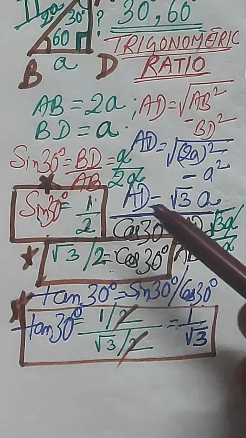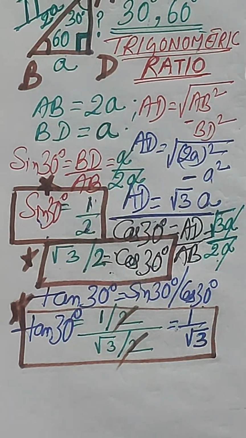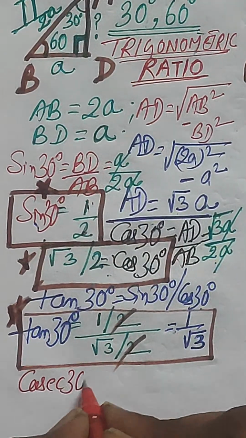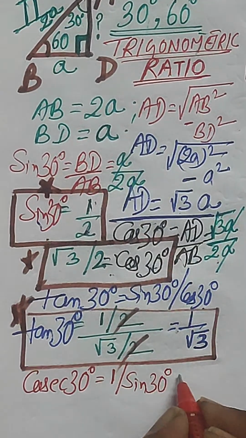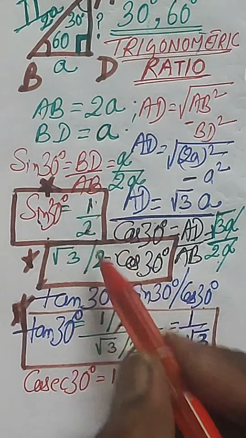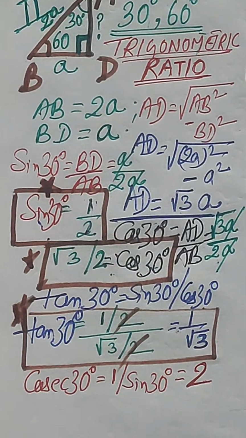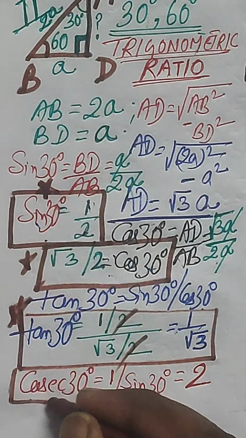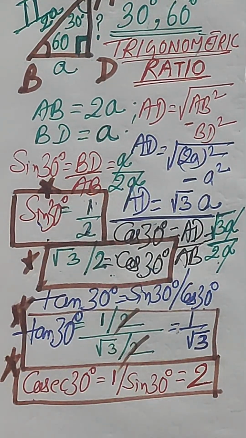Now, if you know the value of sine 30, cos 30, tan 30, then definitely we can easily calculate cosec 30. What is cosec 30? It will be 1 by sine 30 degree, which will be coming as 1 by 1 by 2, which will be coming as 2. So the value of cosec 30 is calculated as 2, right? So in this way, we have calculated the value of cosec 30 also, right, students?